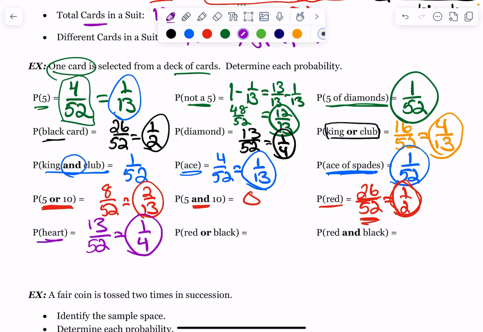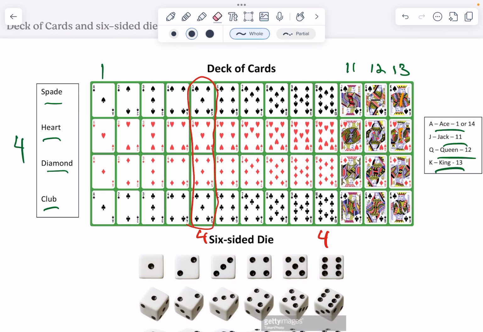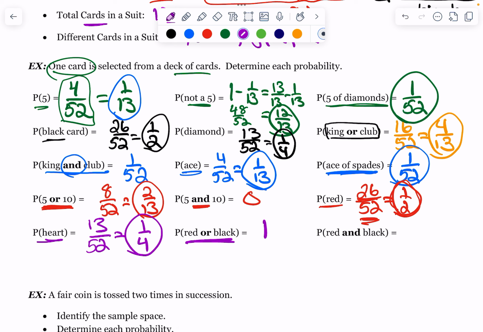Red or black? If we look at our cards here, do we have any other cards other than red or black? No, we don't. So all the cards are either red or black. So that means that this is going to be a 1. 52 out of 52. Same thing as 1. Probability of red and black. Again, notice the difference. There's an or and here's an and. Well, is there a card that is red and black? Nope. So that's going to be a 0.